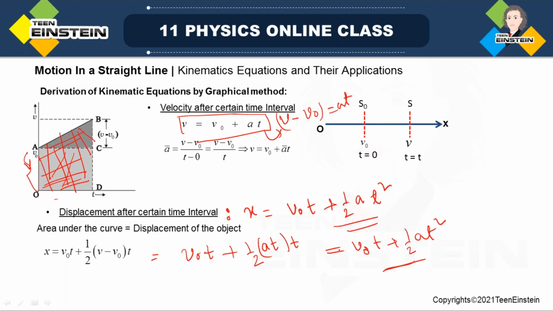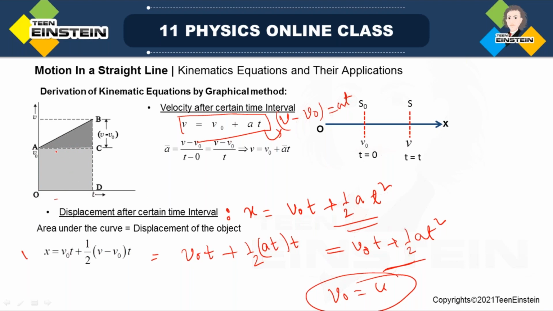Okay, this is how you can derive the second equation of motion. Sometimes the initial velocity v0 is written as u also. So v0 t plus half a t square is the displacement of any object at any instant of time t if the initial velocity is v0 and average acceleration is a. So what we have done here is we have just found the expression for the area under this curve, ABCDOA.